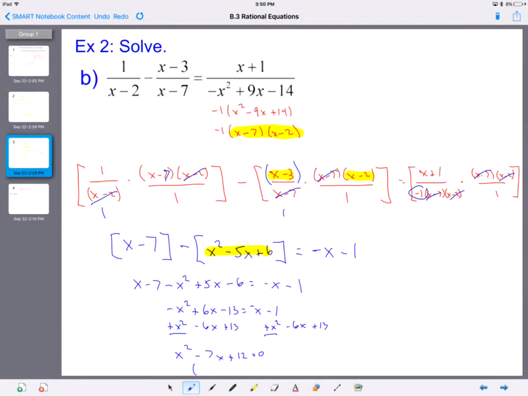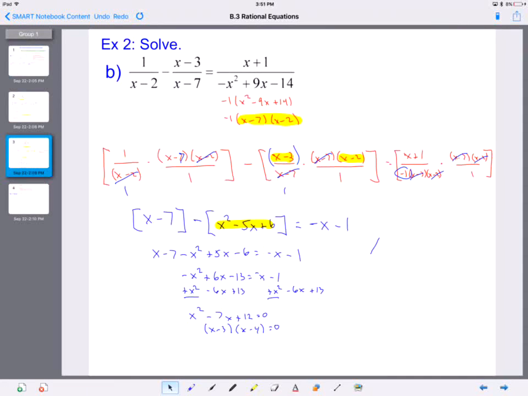And then you can solve it. So that'd be x minus 3, x minus 4. And then you can set those factors equal. So x would be equal to 3, and x is equal to 4. And once again, that's potentially what they are. So we've got to check against our excluded values. So x cannot equal, from the restrictions above, 2, and x cannot equal 7. And so neither one of those are a problem.